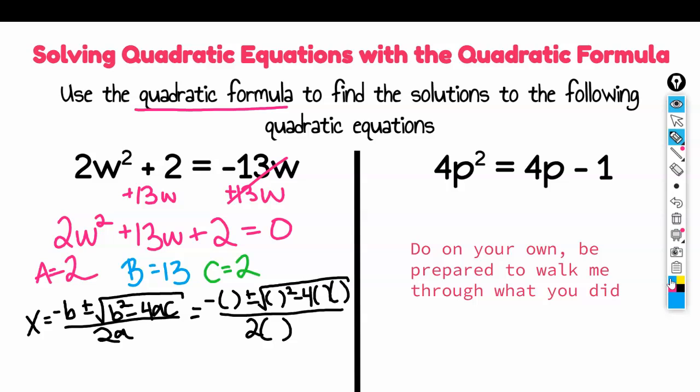So, negative parentheses. What's going inside the parentheses is B. B is 13. Okay. B squared, parentheses squared. I'm going to put a 13 in there as well. Then 4 times A. A is 2. C is 2. And then all over 2 times A, which is 2 times 2.